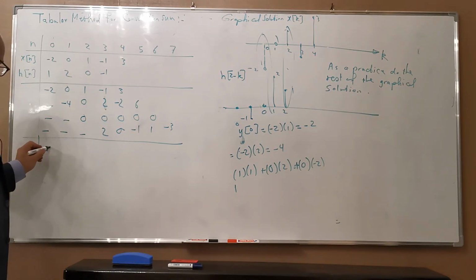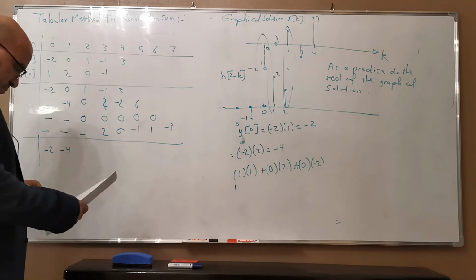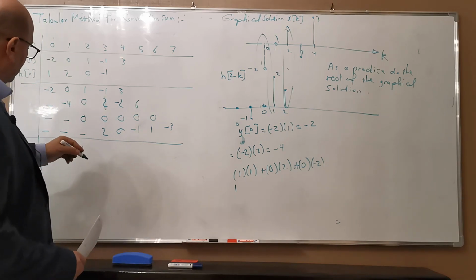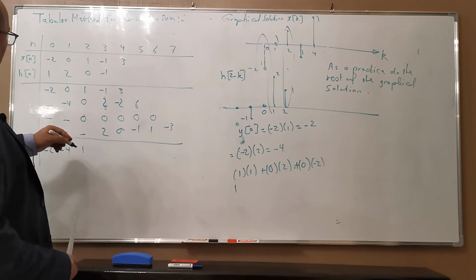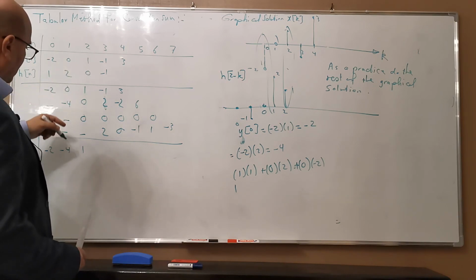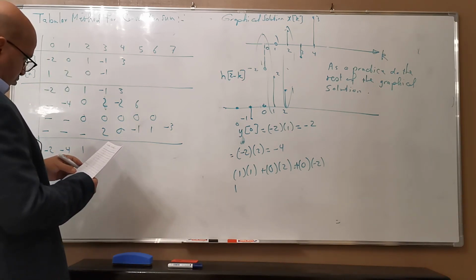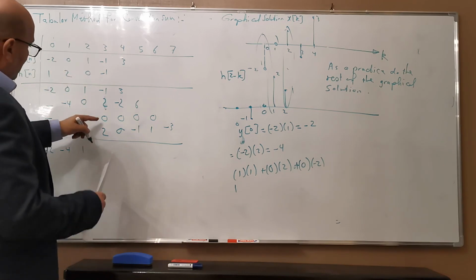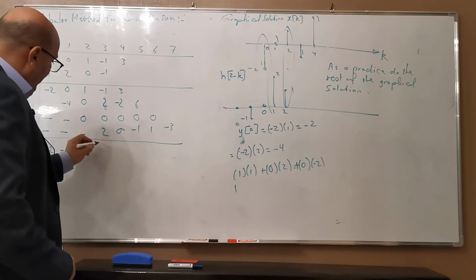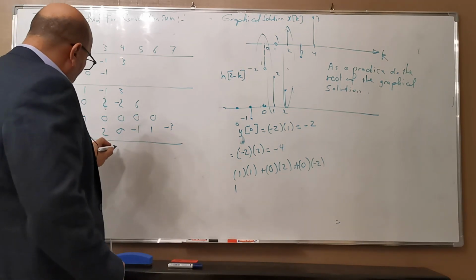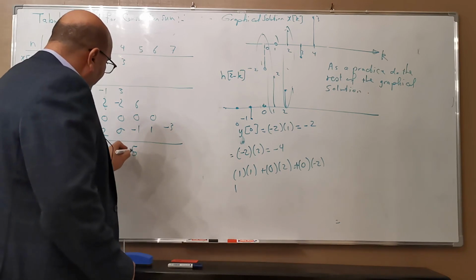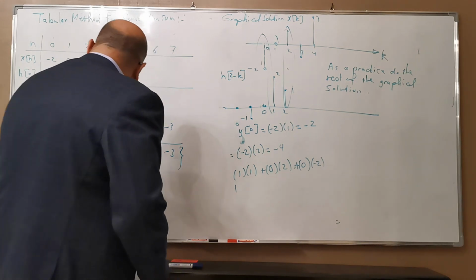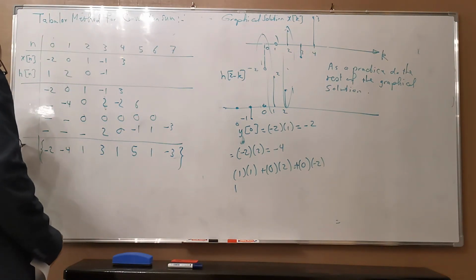So this is -2, -4, 1, 5, yeah, the last one. Sorry, -1 times -2 is 2. So 2 plus 2 is 4, minus 1 is 3. Okay, 1, 6, 5, 1, and -3. Yeah, and this is my y of n.